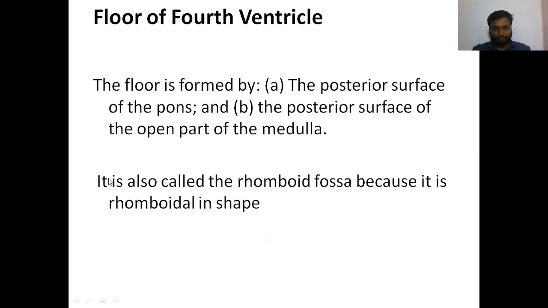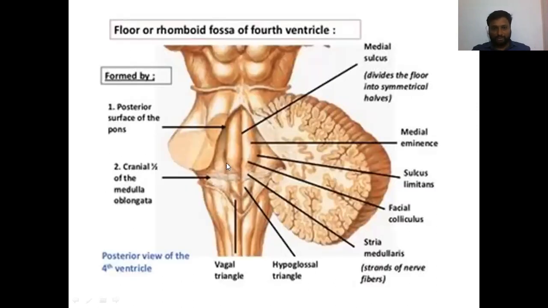And that floor has some features. This is the posterior view of the pons and medulla. See this area, this is the pons, and here comes the medulla. Now you can see the floor properly. It is almost a rhomboid shape, so it has one more name: rhomboid fossa. Rhomboid fossa means nothing but the floor of the fourth ventricle. So this is the posterior view. How is it? See the video.